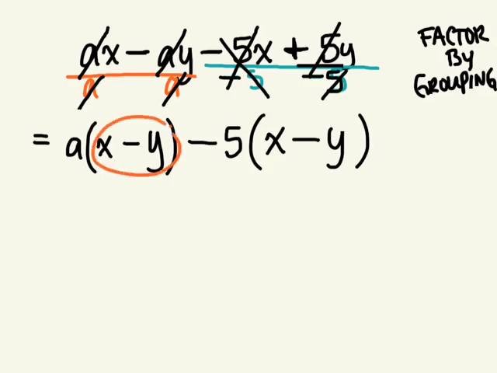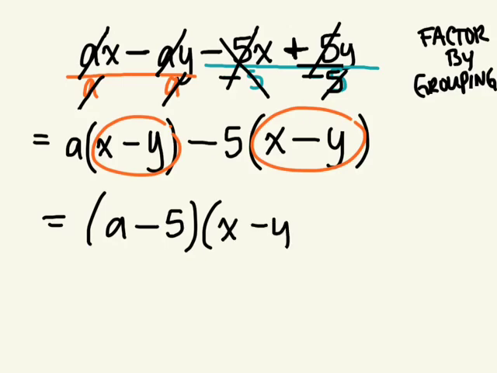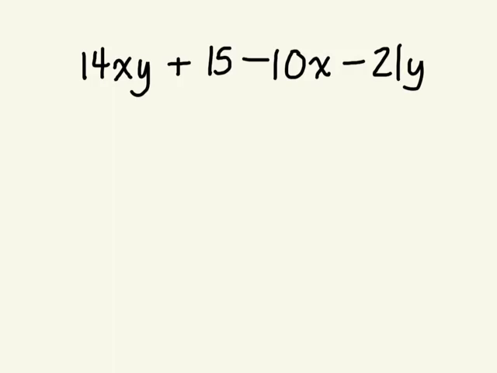When you group, so let's simplify this, write it in factored form, it would be what? A minus 5 times x minus y. That's it.